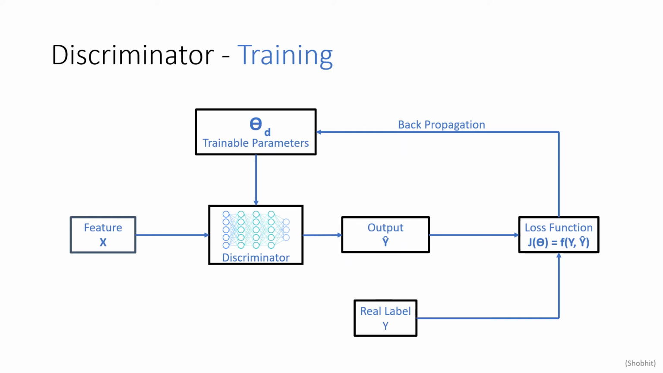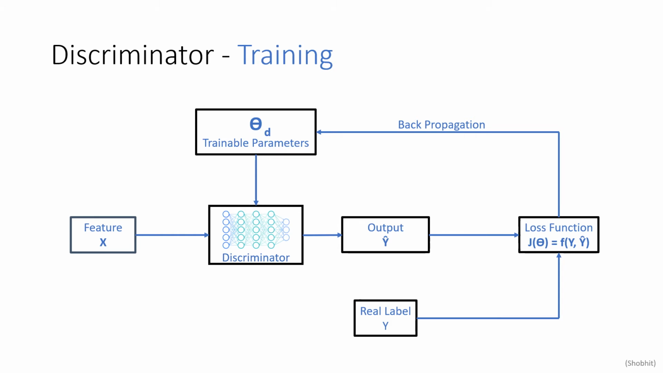Let's see how the training of the discriminator is performed. Let me clear one thing: the discriminator has only two classes. In the previous slide, we saw that the classifier classifies three classes: tiger, cat, and bird. But here the discriminator has only two classes, real or fake.